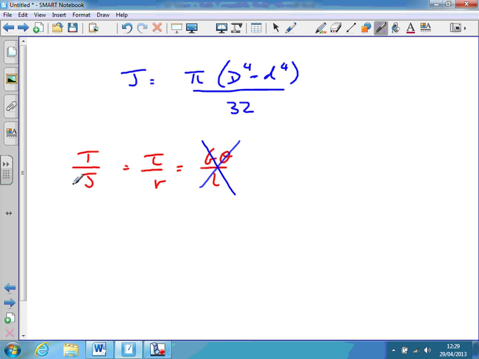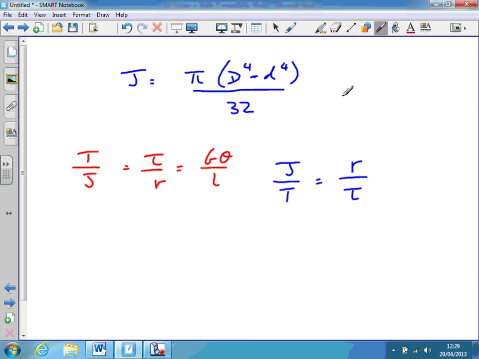So again, I'm going to invert these two ratios. So J over T equals R over tau. And so we can find J by rearranging that formula to get J on its own, and then we can put that into here to find little d. So we need to rearrange this top equation here for little d, and then use the value we've got for J, and we can calculate little d. So see if you can carry it through.